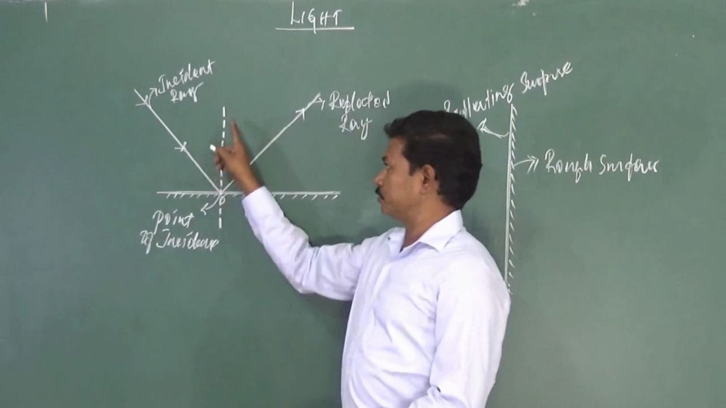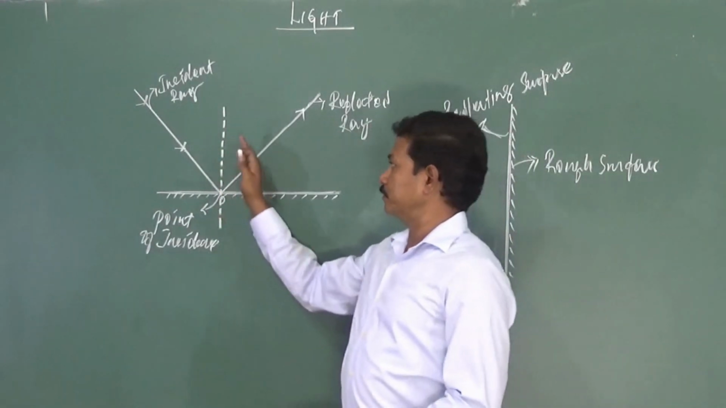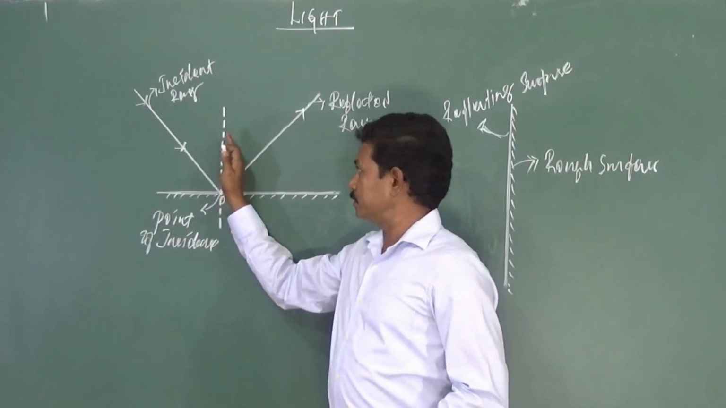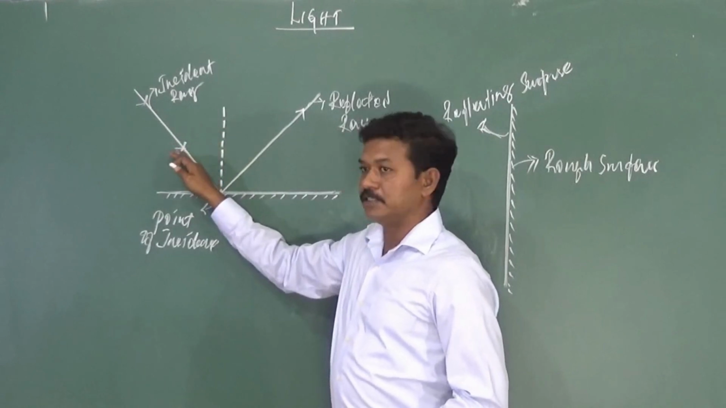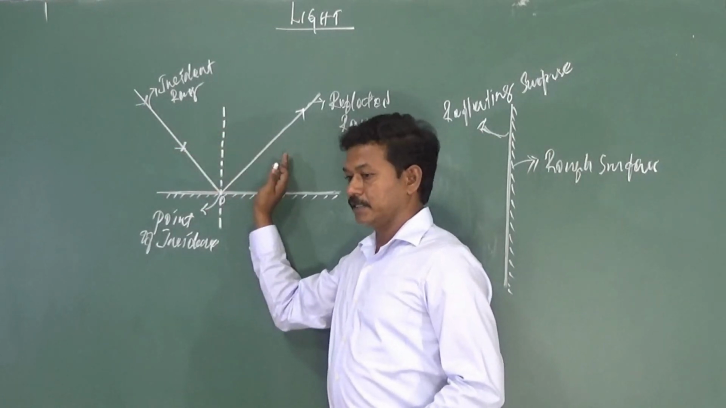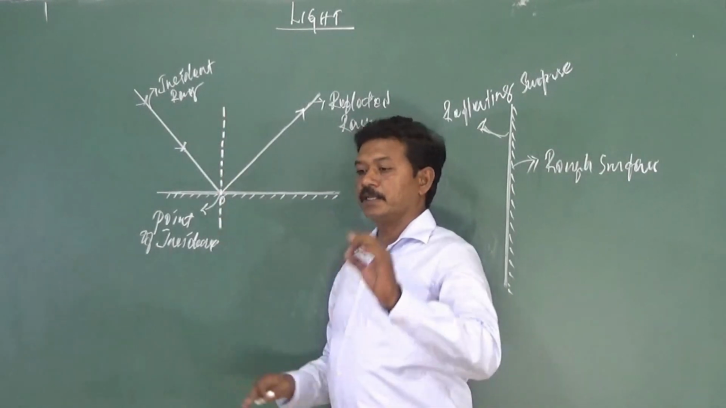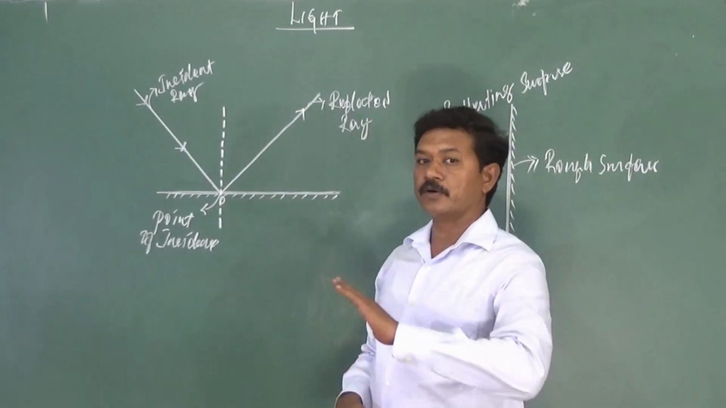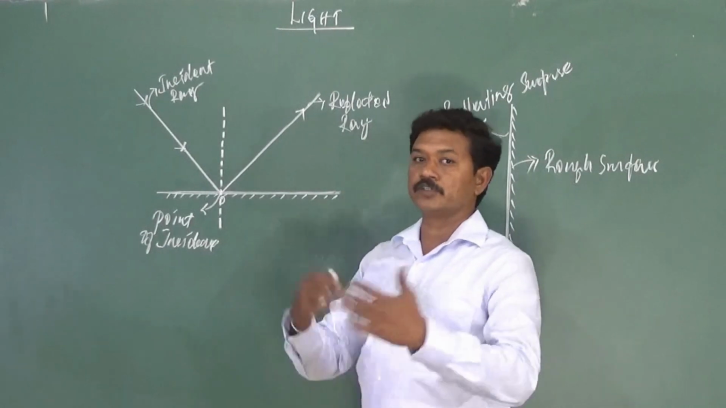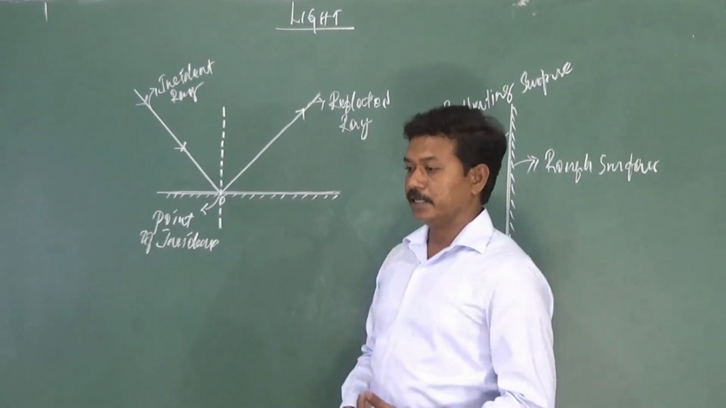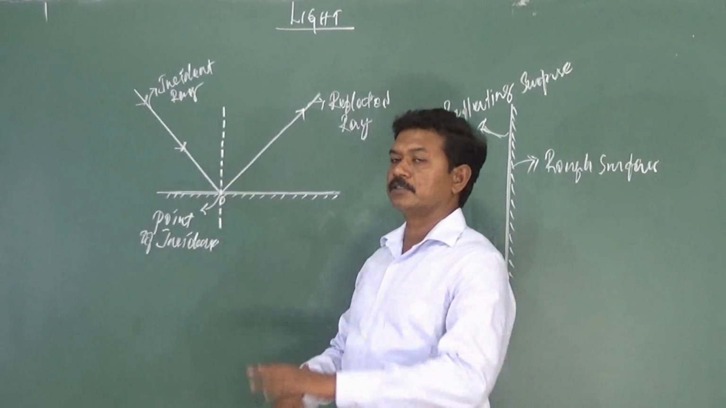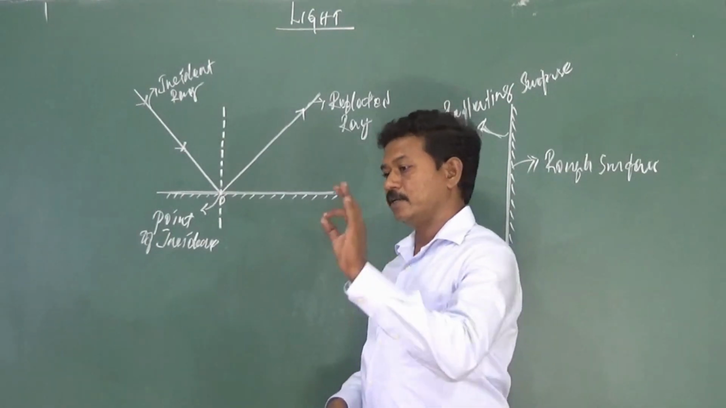So why should this normal be a dotted line? Because we have to differentiate this normal from the incident light ray and the reflected light ray. So therefore you have to represent the normal always by a dotted line. You should never call it a normal ray. Many of the students I have heard saying, sir, this is normal ray. It's not normal ray, it's just a normal.